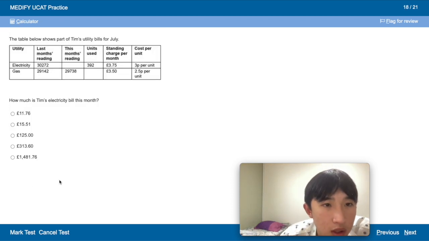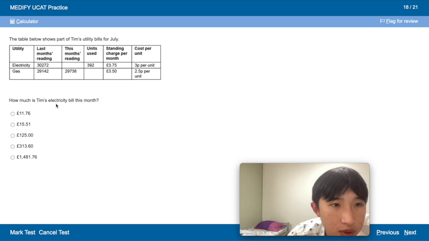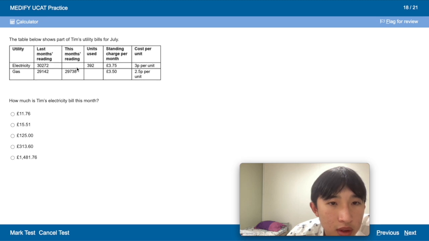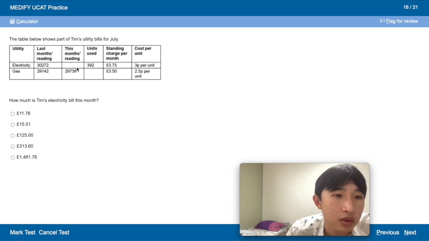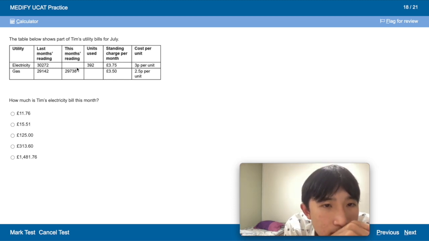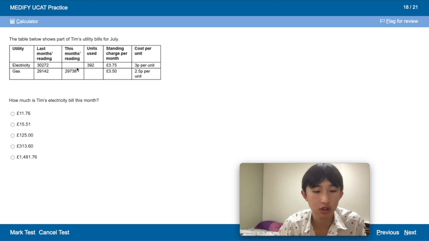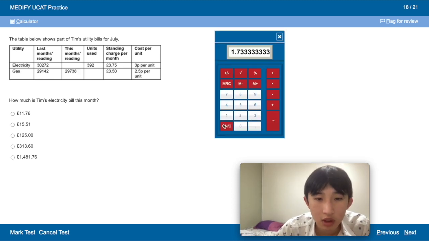I think that's, yeah. Alright, Tim's utility bills. How much is Tim's bill this month? Electricity bill. Standing charge per month. 2 times by 0.03.